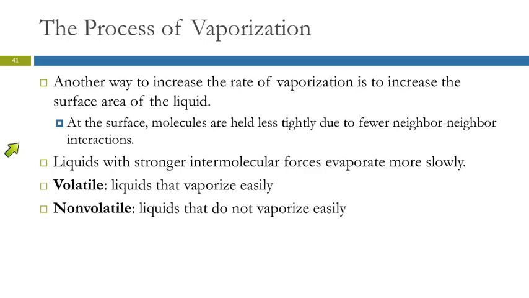So we see that liquids with larger surface areas are going to evaporate more quickly. So you think about 2 glasses of water, you leave one on the table, you spill one on the floor. Which one's going to evaporate faster? The one that's spilled on the floor. It's got much more surface area. It'll evaporate more quickly.